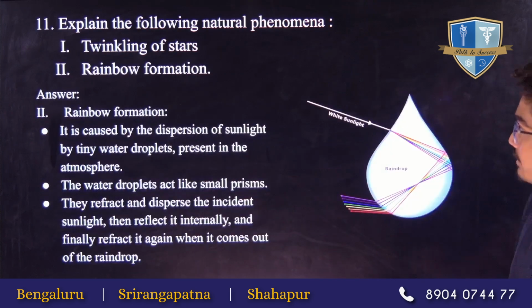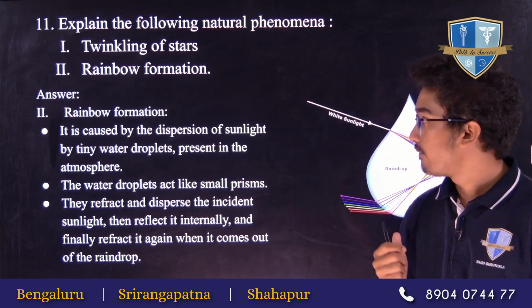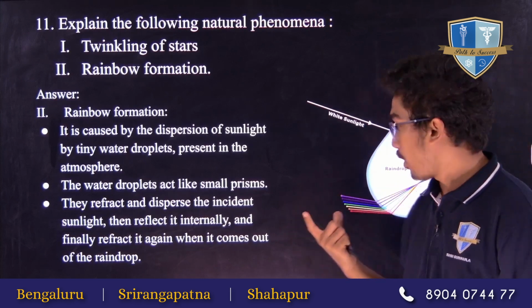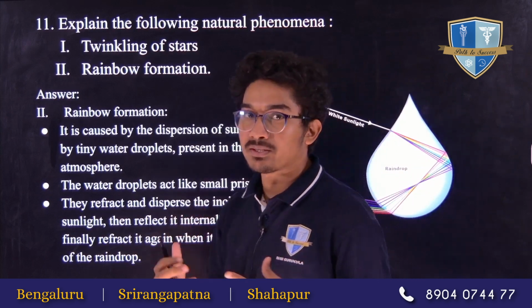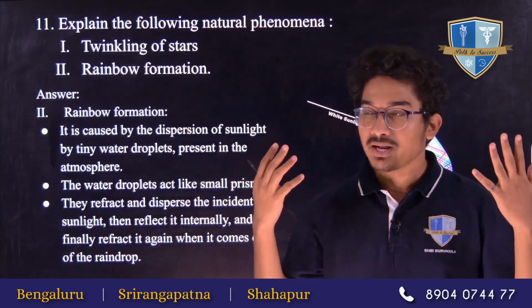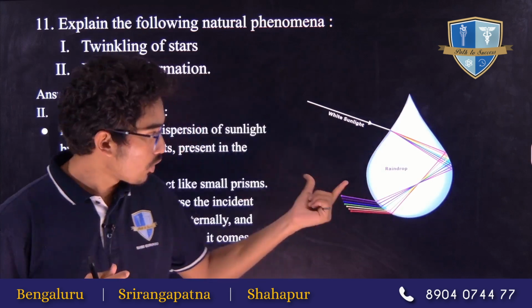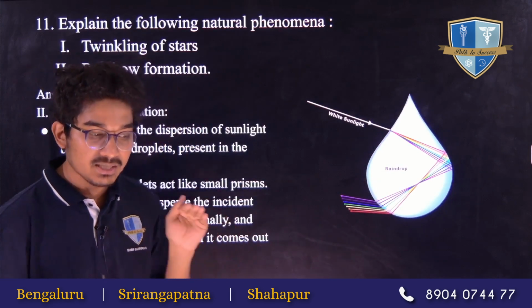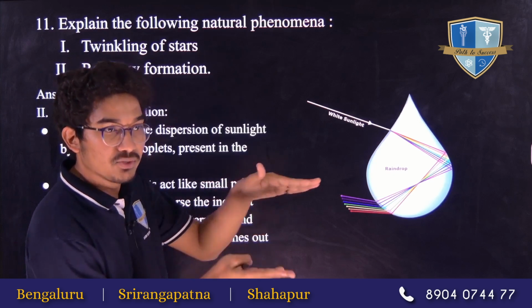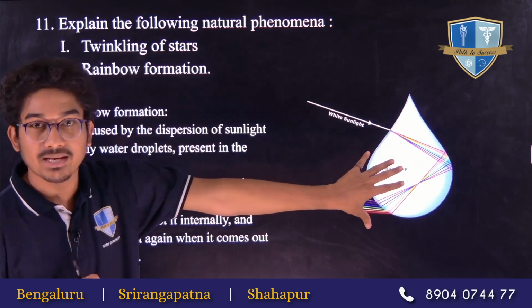Next we have rainbow formation. It is caused due to the dispersion of sunlight by tiny droplets of water in the atmosphere. So in the clouds, there are so many small water droplets, right? That water droplet will act like a prism. If we have studied about a prism, when white light passes through a prism, it disperses into a spectrum of colors, correct? So this water droplet is also acting like a prism.